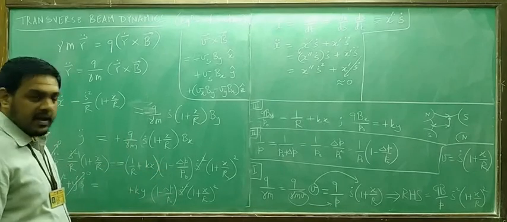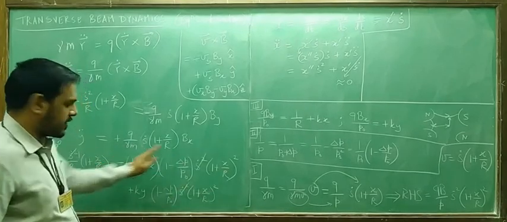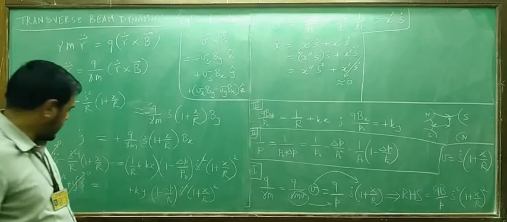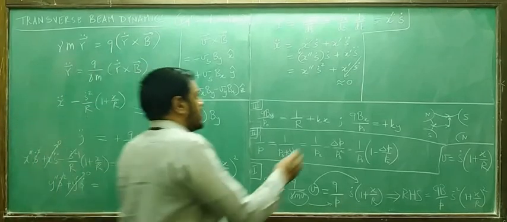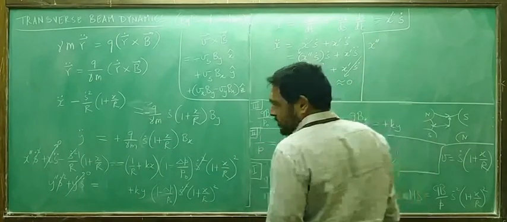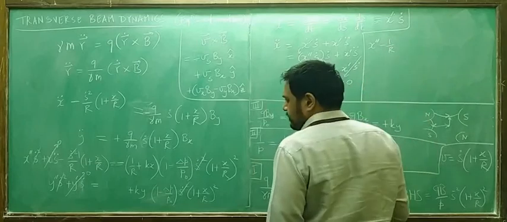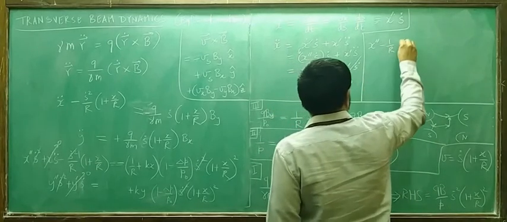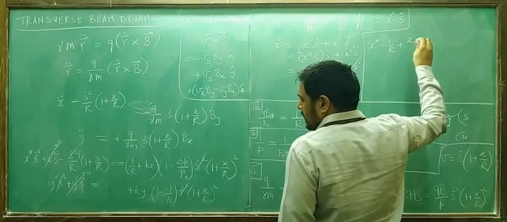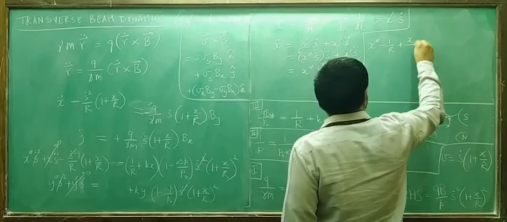If you do that, what will you get from this particular expression and what will you get over here? You get the following. Let me write down the x double prime equation. x double prime minus 1 by R plus x by R square.